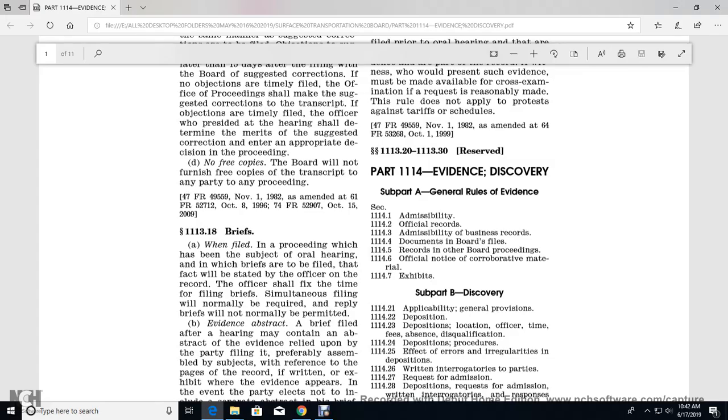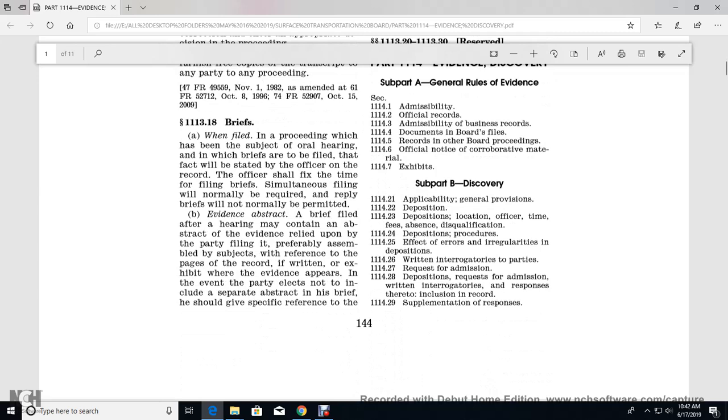Part 1114, Evidence and Discovery. Subpart A, General Rules of Evidence: 1114.1 Admissibility. 1114.2 Official records. 1114.3 Admissibility of business records. 1114.4 Documents in board files. 1114.5 Records in other board proceedings. 1114.6 Official notice of corroborative materials. 1114.7 Exhibits. Subpart B, Discovery.